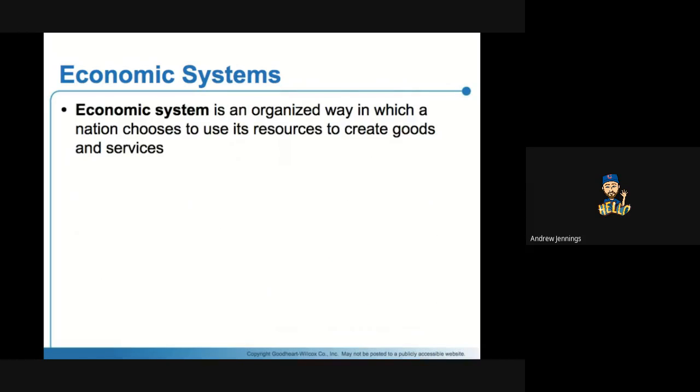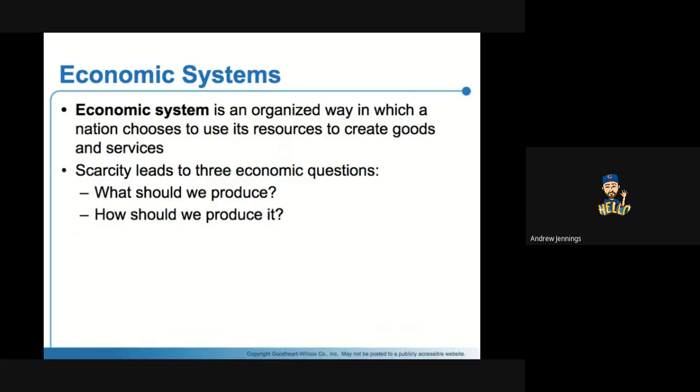All right, part of the objectives for this lecture are talking about economic systems. And an economic system is an organized way in which a nation, so a specific nation, a country, chooses to use its resources to create goods and services. And we're going to talk about 4 different types of economic systems, okay? Because the economic systems are going to decide how those nations answer these 3 economic questions that come with scarcity.